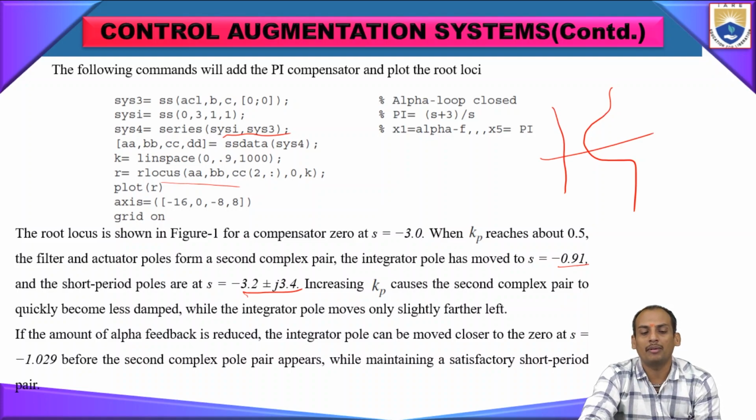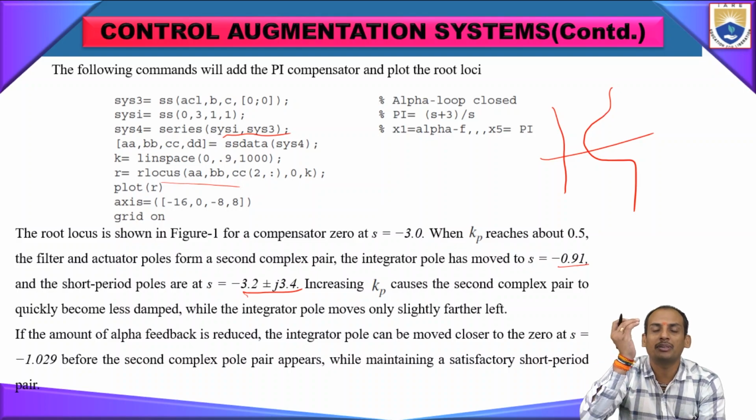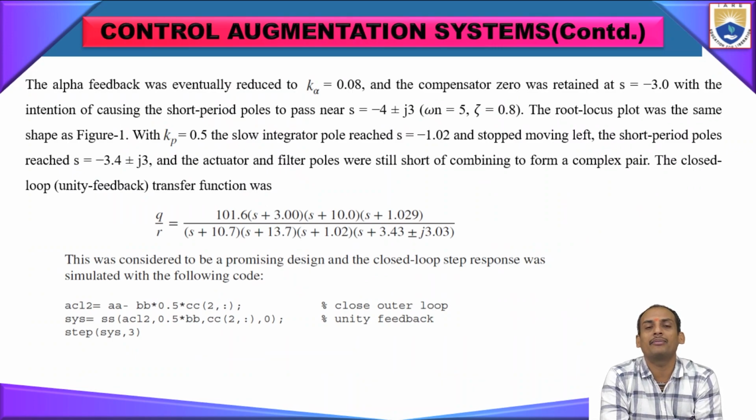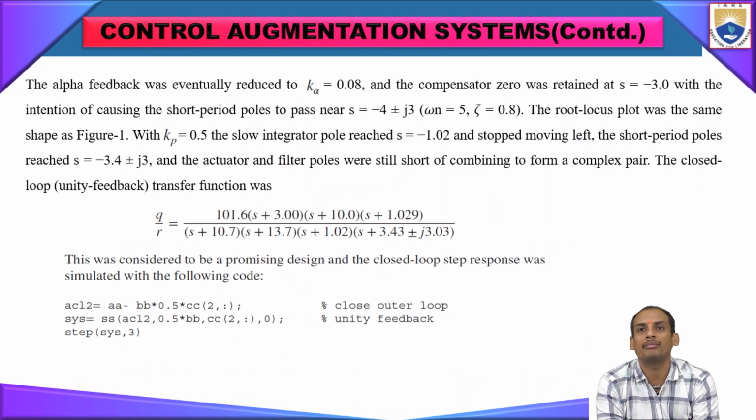If the amount of alpha feedback is reduced, the integrator pole will be moved closer to the 0 at s equal to minus 1.029 before the second complex pole pair appears. While maintaining a satisfactory short period pair, things will be more stable at this value of minus 1.029. So the alpha feedback will take the value K alpha of 0.08, and the compensator 0 was retained at s equal to minus 3.